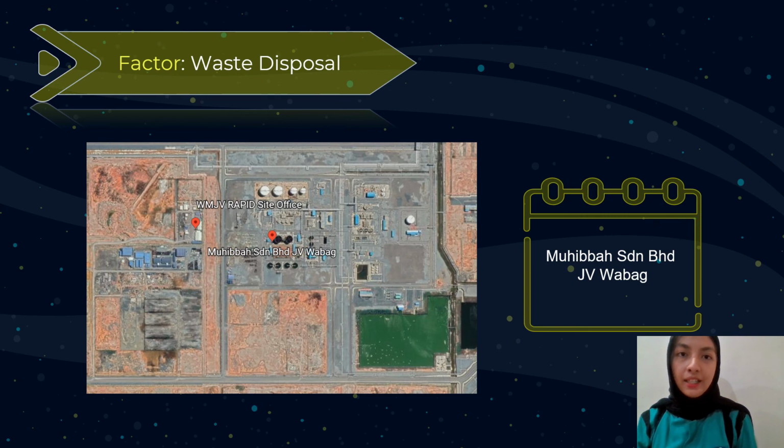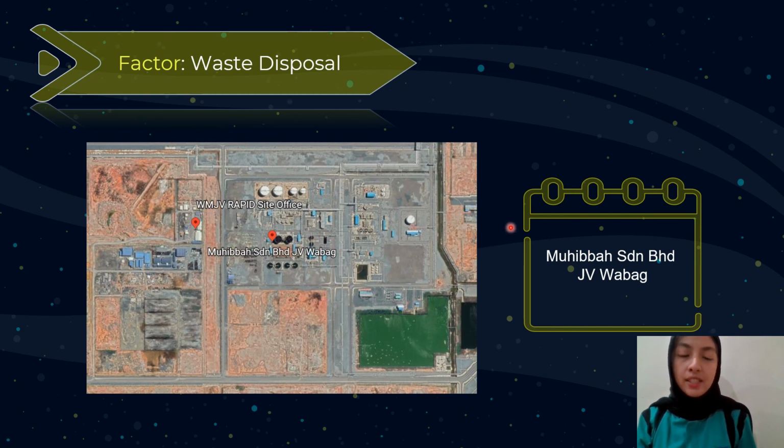Assalamualaikum, Ms. Ita. I am Sarah Aina Kristina binti Muhammad Nizam. So the next factor that we have considered before choosing our plant location here is waste disposal. There is one sewage treatment plant in Pengerang Industrial Park, which is Mohibah Sendirian Berhad JW Back. The treatment plant is located right in front of our plant location, which is very convenient.